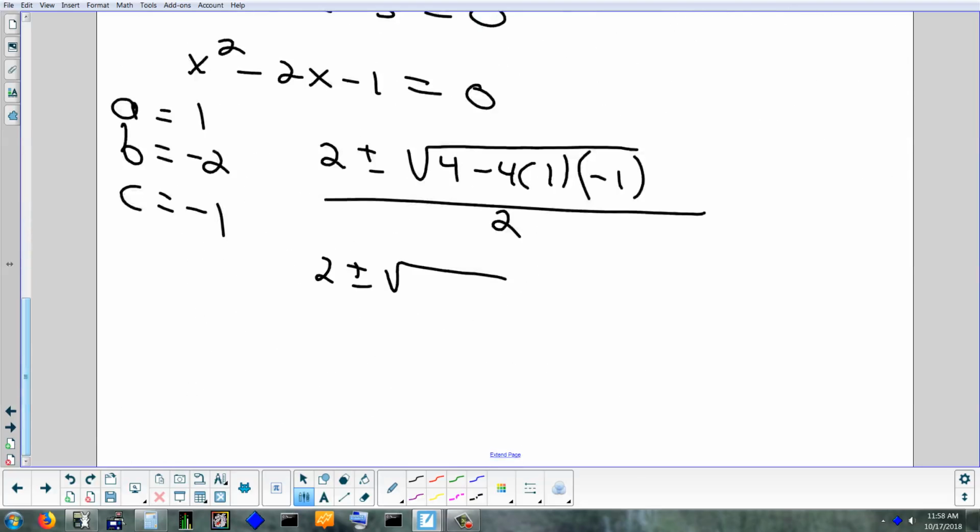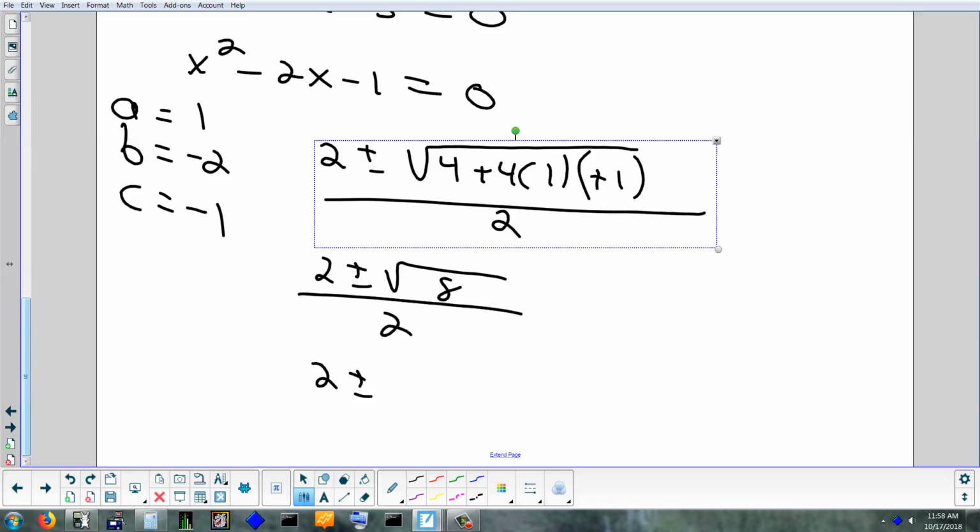2. We have minus a minus. What happens there? That's going to turn into a positive. 4 times 1 is 4. 4 plus 4 is 8. And now, how does the square root of 8 reduce? 2 square roots of 2. The square root of 8 is the square root of 4 times the square root of 2, which is 2 square roots of 2.